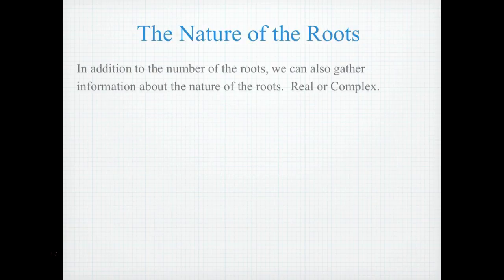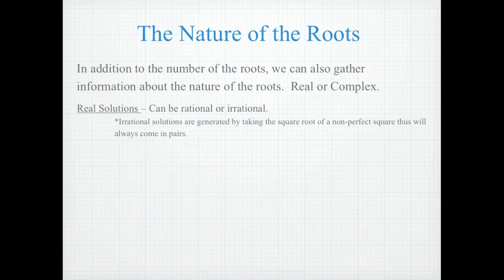In addition to the number of roots we can identify, the fundamental theorem of algebra will also give us information about the nature of roots. When we're talking about the nature of roots, what we mean is real roots versus complex roots. First, we're going to start with real solutions. Real solutions can be rational or irrational. Irrational solutions are generated by taking the square root of a non-perfect square. Thus, for that reason, they will always come in pairs because you always have a positive and a negative version.